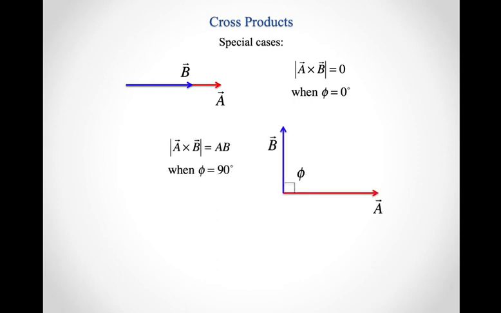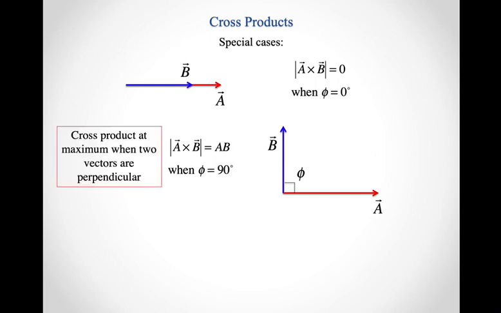If my two vectors are perpendicular to each other, so now the angle between them is 90 degrees, sine of 90 degrees is 1, so this is the situation where I have the largest magnitude of the cross product. So the more my two vectors are perpendicular to each other, the larger the cross product becomes in terms of its magnitude. Just restating that, the cross product is at a maximum when the two vectors are perpendicular to each other.